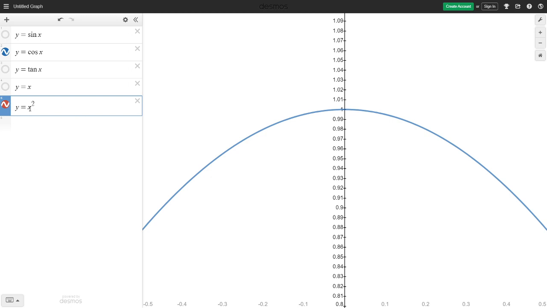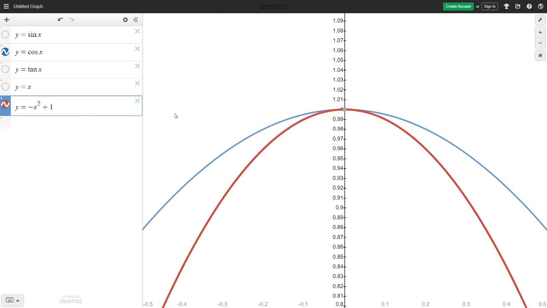Why is that? Well, because x squared goes through the origin. So we need to make this go through 1. How do we do that? We translate it 1 unit upwards. Okay, we can also see this is the wrong way up. How do we change that? Stick a minus on the front.